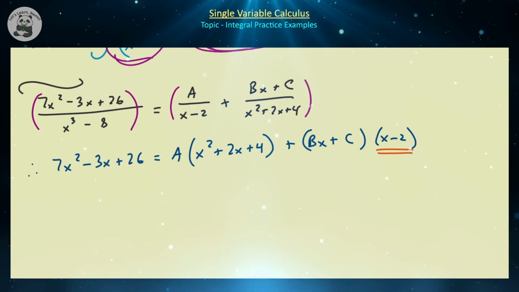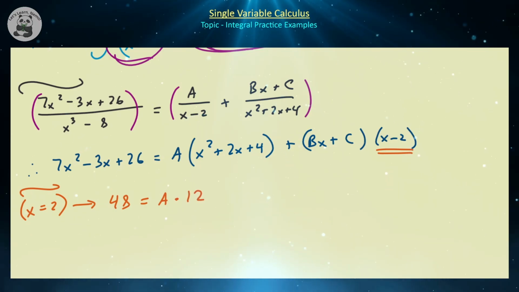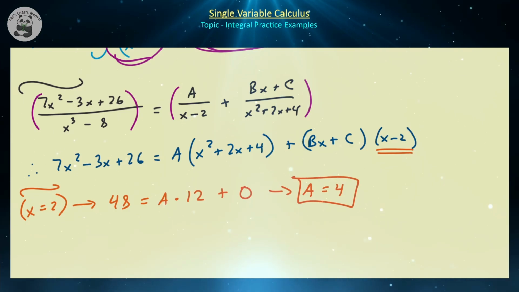So if we set x to be equal to 2, we can eliminate that last term there. So when x is equal to 2, 7x squared minus 3x plus 26, that's going to come out to 48. And that's going to be equal to a times, so 2 squared plus 2 times 2 plus 4, that's going to be equal to 12, and then we're going to have that plus 0 term at the end. So we have 48 is equal to 12a, which means that a is just equal to 4. So we have the first constant.